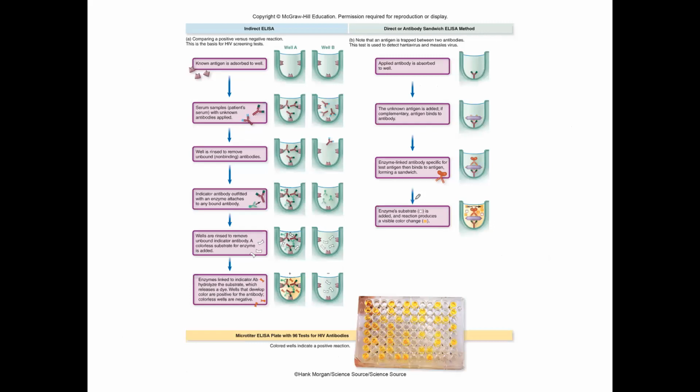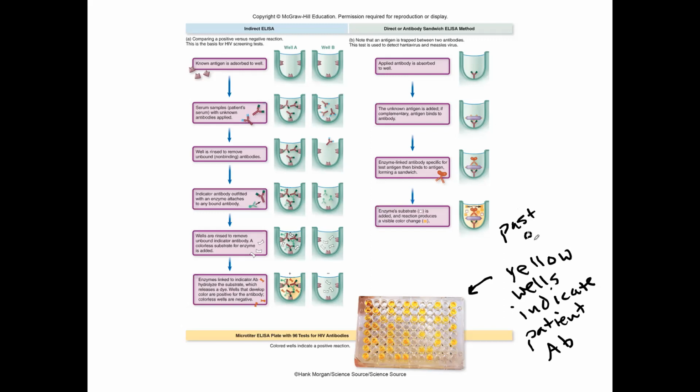But you can see here some examples of how this works, right? The areas in the plate down at the bottom, okay, where you can see here yellow wells, indicate patient antibody. Okay. So again, this is for past exposures.